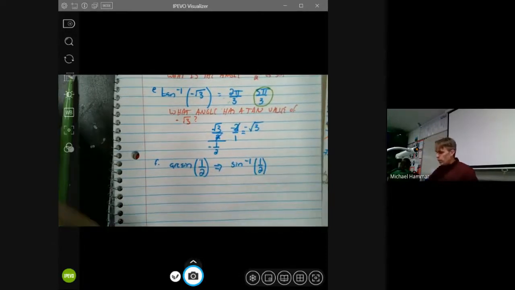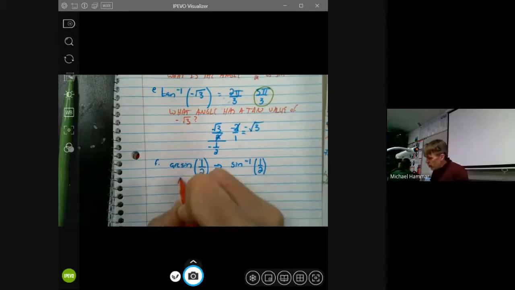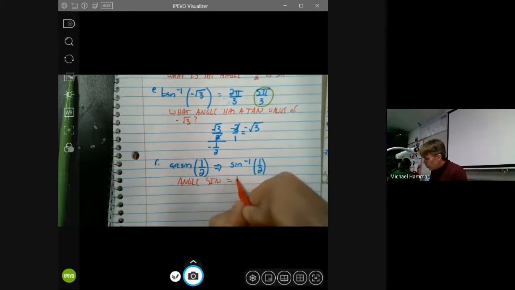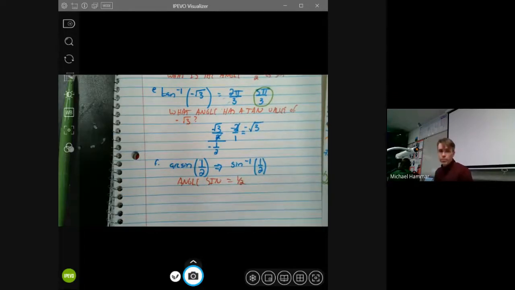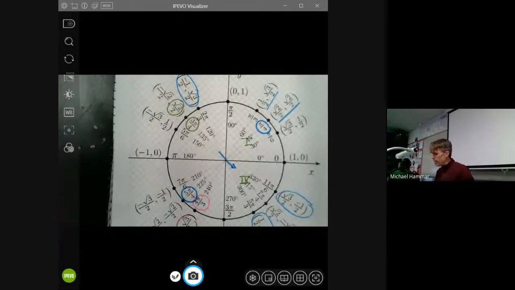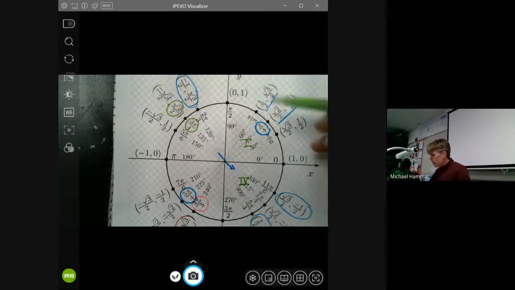So what am I looking for? I am looking for the angle where sine equals 1/2. Okay? So I need to find the angle where the sine equals 1/2. If I look at my unit circle again, I know 1/2 is the y coordinate because I'm using sine. So I'm going to look around and find where sine is equal to 1/2.